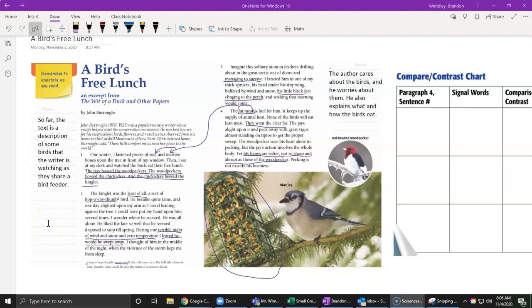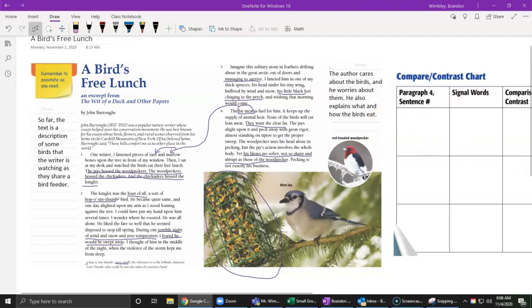So here's our next lesson with using the text, A Bird's Free Lunch. Yesterday we read through it to understand what's going on. And just a reminder, I'm going to write my summaries on the side of those key details to show those important events. So far the text is a description of some birds that the writer is watching as they share a bird feeder. The author cares about the birds and he worries about them. He also explains what and how the birds eat.